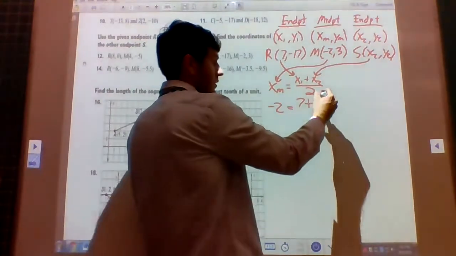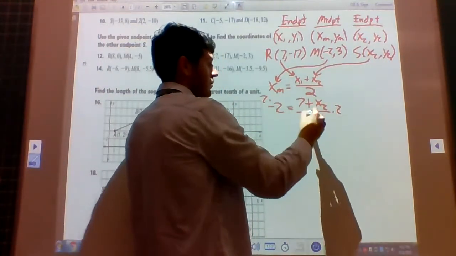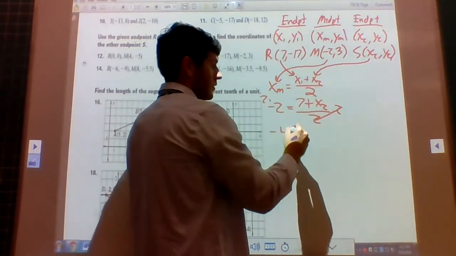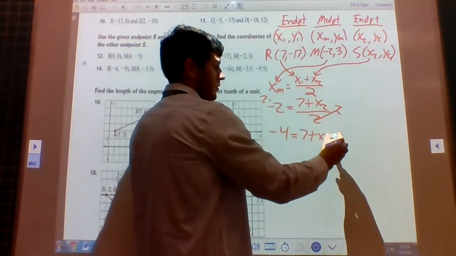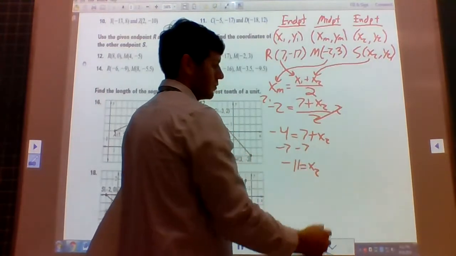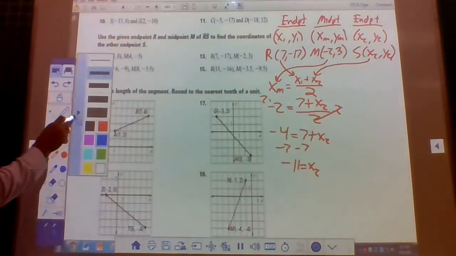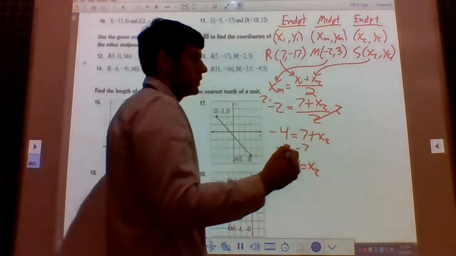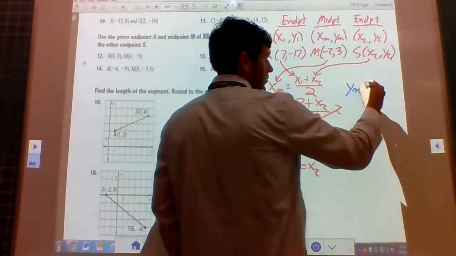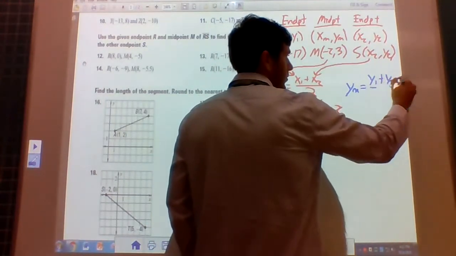Okay, so plus x2. We multiply both sides by 2. We get -4 equals 7 plus x2. Subtract 7 from both sides, we get -11 equals x2. So the x-coordinate of our other endpoint is -11. Now we need to find the y-coordinate. So we use the average or the midpoint formula for the y-coordinate, which is y1 plus y2 over 2.